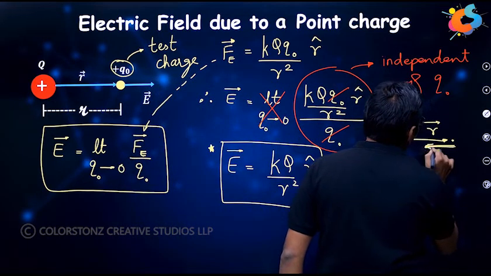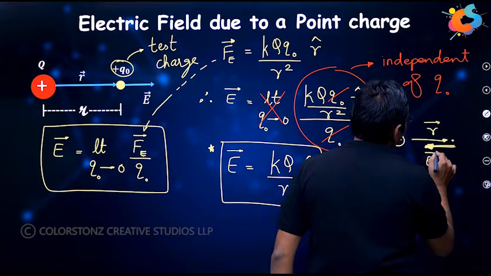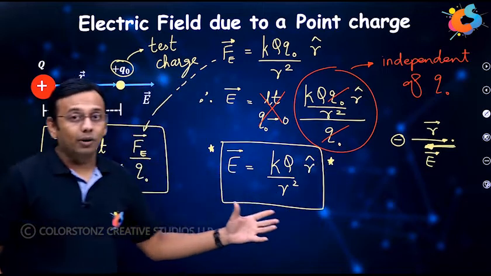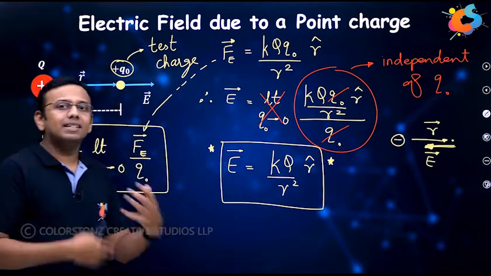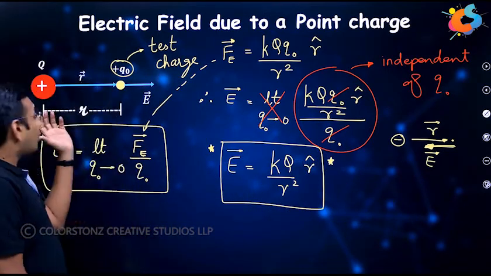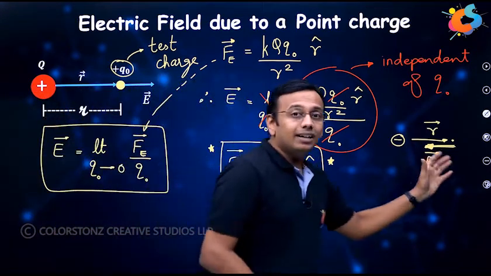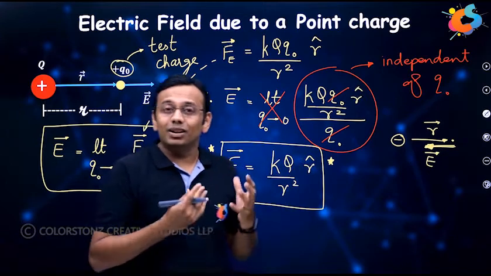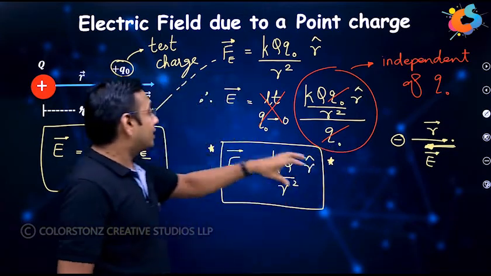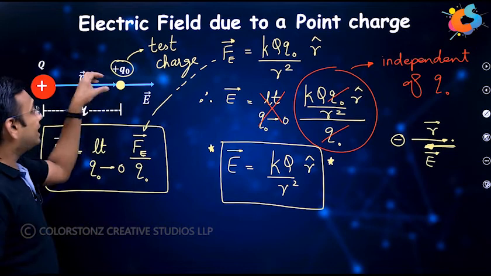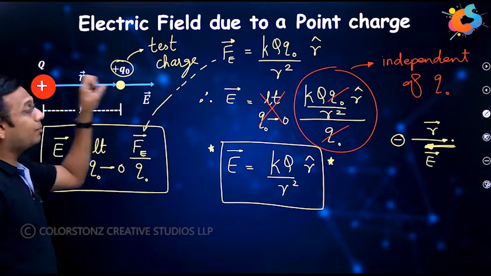The electric field will be opposite to the direction of the position vector. This is very important. So I can summarize in this manner: a positive charge has a repulsive electric field, whereas a negative charge has an attractive electric field. And that is what we are saying, because the test charge that we take is always a positive charge.